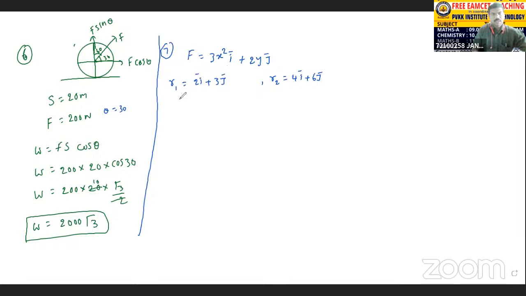So here R1 is equal to x1 comma y1. We can write xi plus yj. This is x1, this is y1, this is x2, y2. So x1 y1, x2 y2. Now find out the work done.